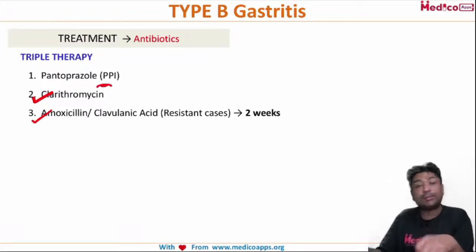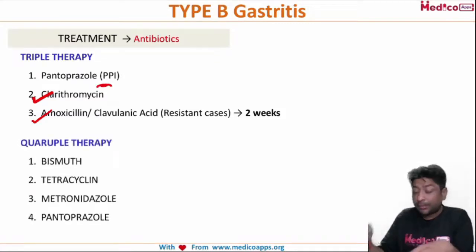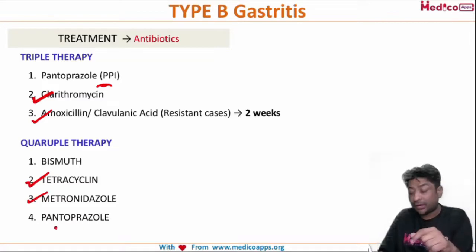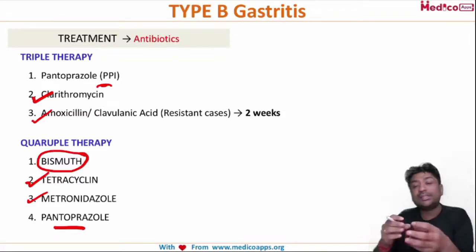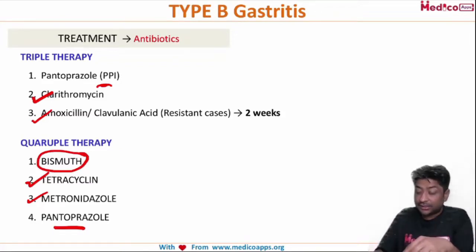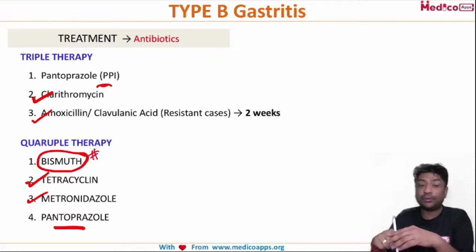And then we use a PPI. When we talk about quadruple therapy, again, we are using two antibiotics, tetracycline and metronidazole, along with a PPI. But here we are using a surface protecting agent, bismuth. So bismuth acts by reducing the acid mucosal contact time. So again, this is used in quadruple therapy.